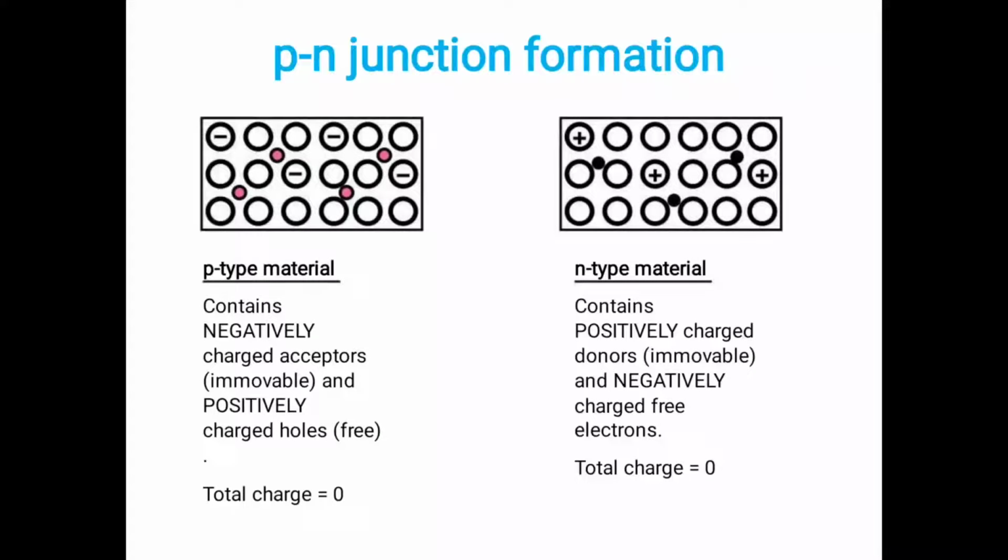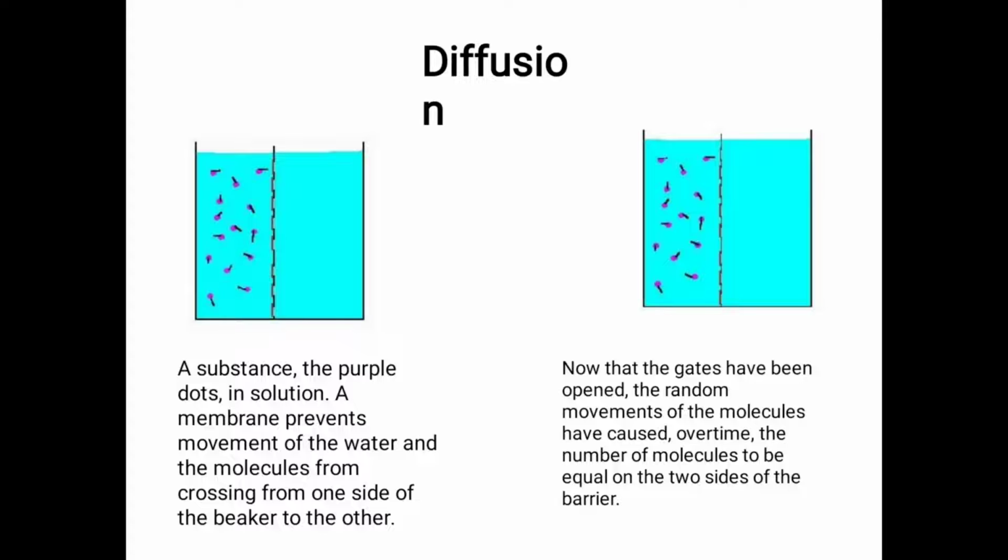P-type material contains negatively charged acceptors and positively charged holes, so the total charge is zero. N-type material contains positively charged donors and negatively charged free electrons, so the total charge is equal to zero. Now, in the PN junction diode, the junction has positive and negative sides.